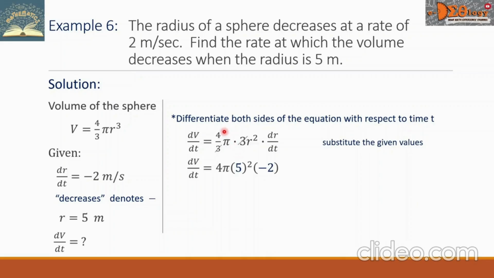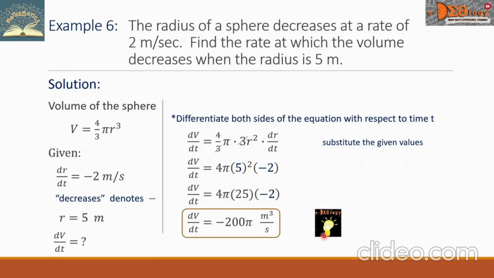First, we copy the 4 and pi, it's here. Then the r squared becomes 5 squared. And for this dr over dt, we now write the value negative 2. 5 squared is 25, and the final product is negative 200 pi. Unit of measurement is cubic meters per second.